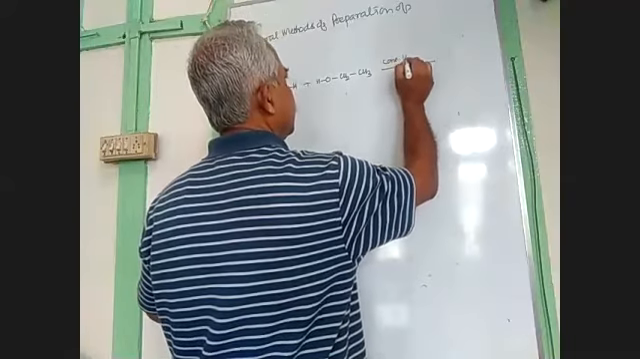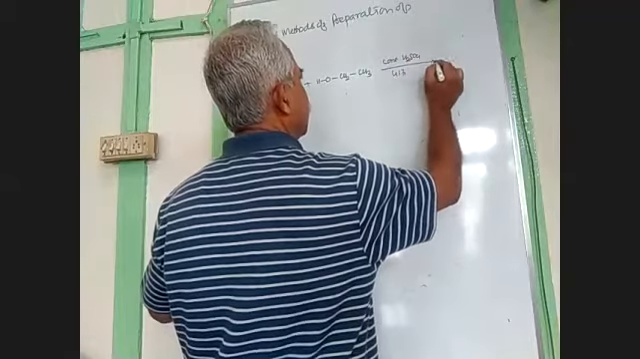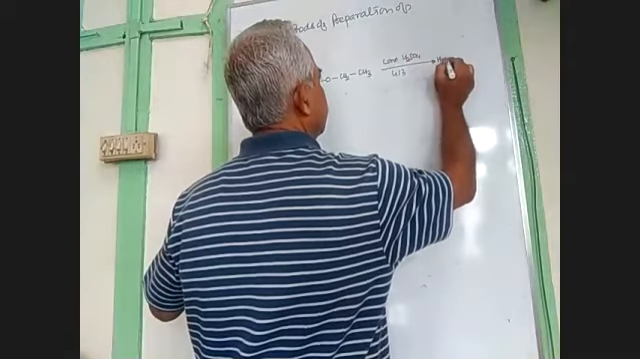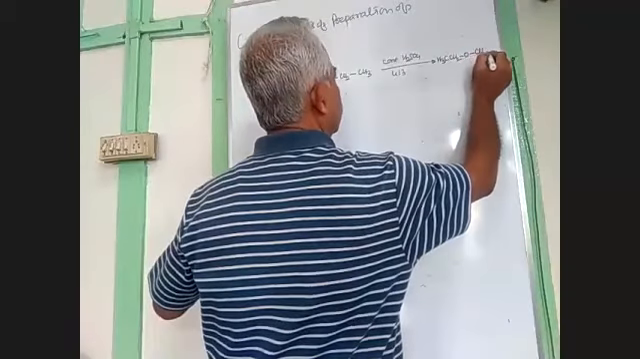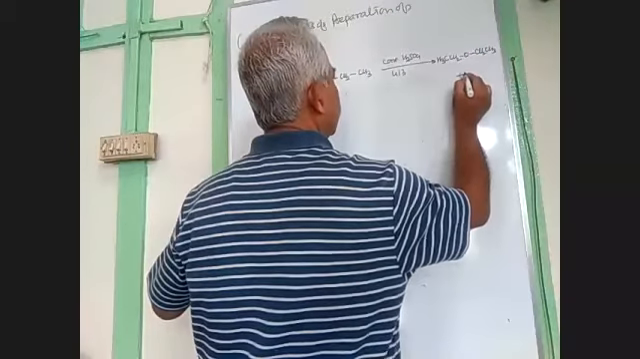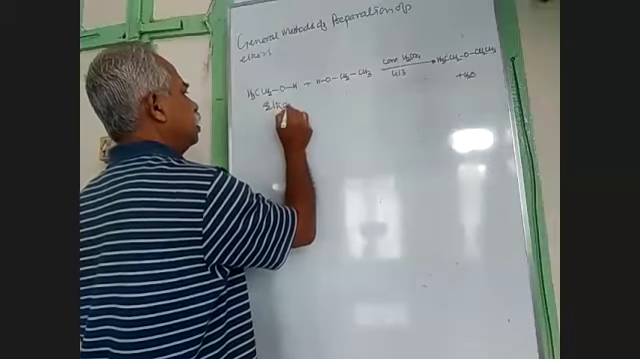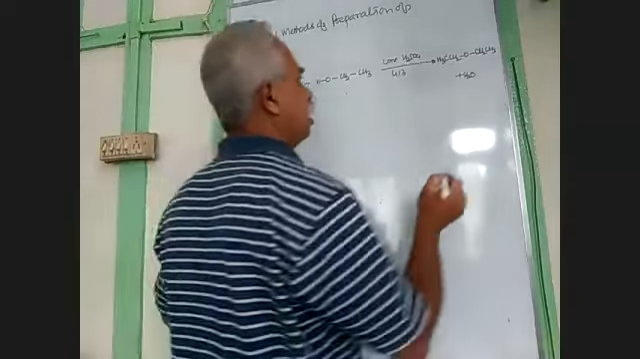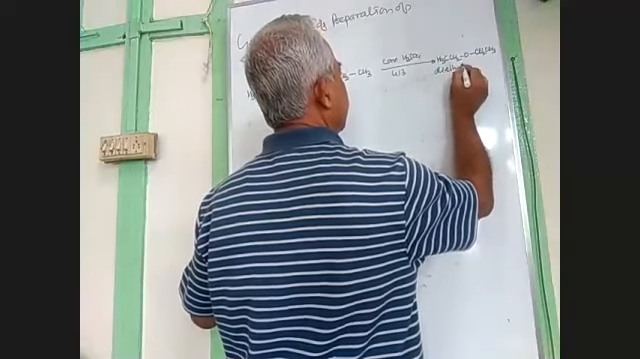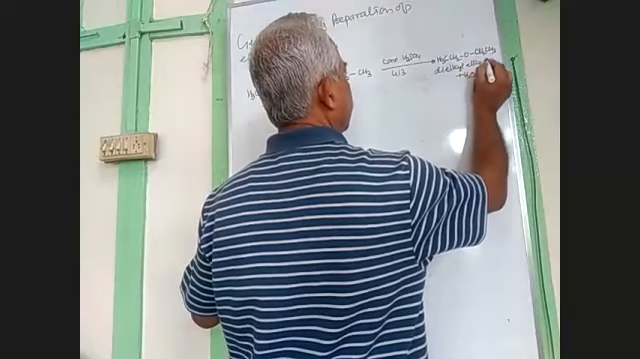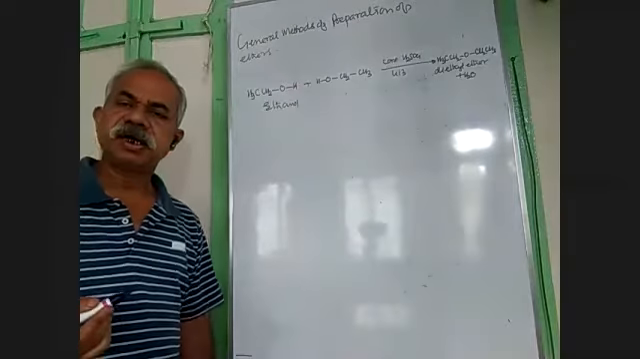Concentrated H2SO4, 413 Kelvin. You get CH3CH2OCH2CH3 plus water. So this is ethanol, and here you get diethyl ether. Okay, so this is the way you can take propanol, you get dipropyl ether.